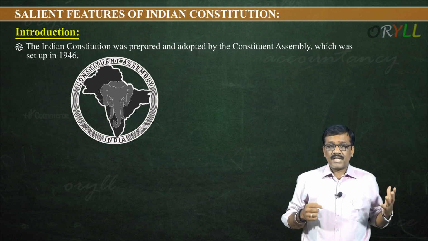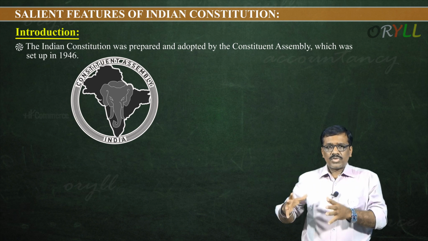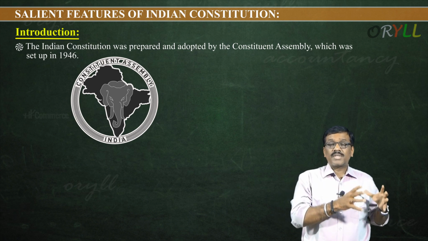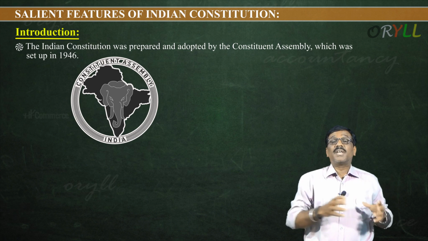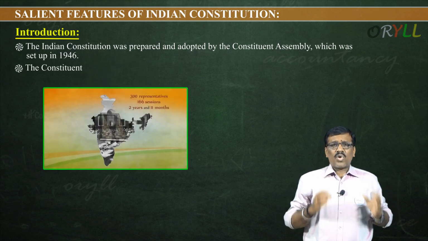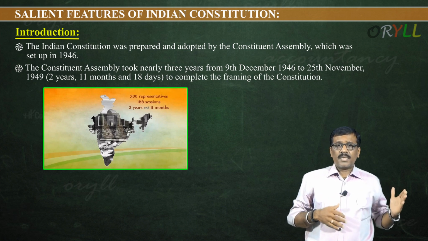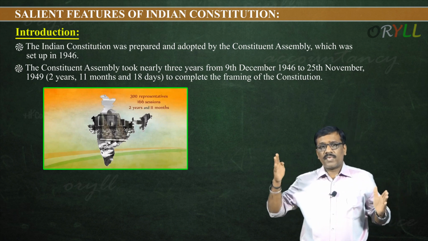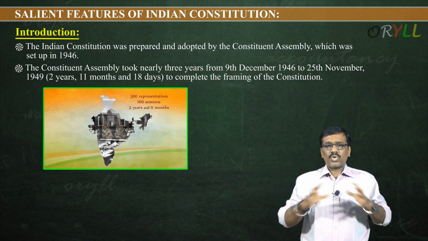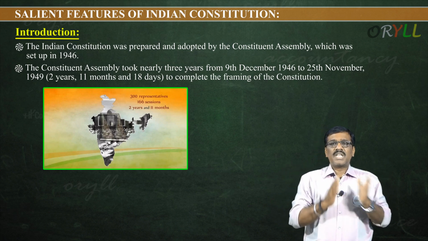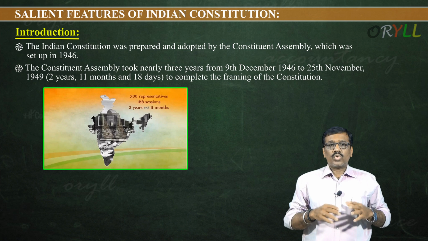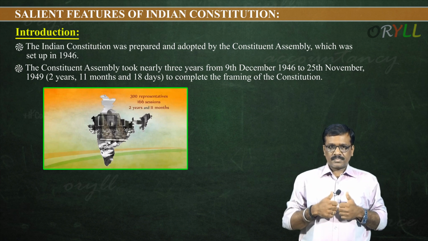As I discussed earlier, in order to make a constitution, you should have a body that is known as a Constituent Assembly, which was set up in the year 1946. The Constituent Assembly took nearly 3 years, from 9th December 1946 to 25th November 1949. That is altogether precisely 2 years, 11 months and 18 days to complete the framing of the Constitution.